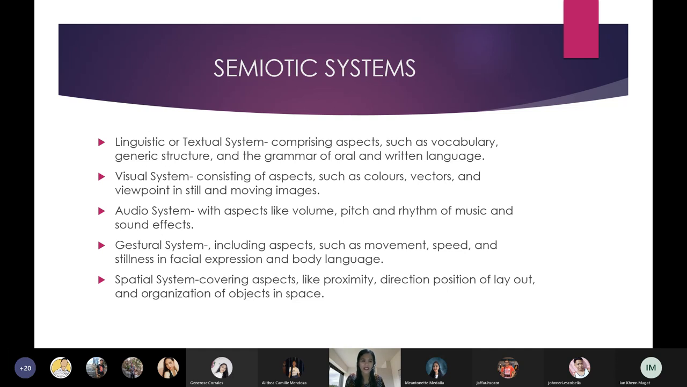A lot of students pronounce the word gesture as gesture. Guys, it's not ge, it's je. Sounds j. Okay? I hope I am clear. Even if you look at the dictionary, it's je or the sound j. Or even in Google, pakinggan niyo pong mabuti, it's gesture. Okay, now the gestural system includes movement, speed, and stillness in facial expression and body language.